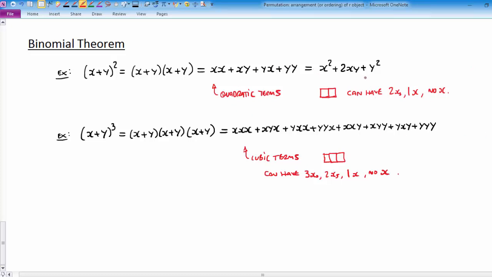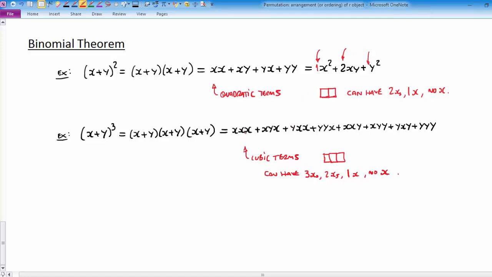The binomial theorem will give us the number of like terms we have in these expressions. So here, for example, for the quadratic expansion, we only have one term with x squared. So the binomial theorem will give us the number 1 there. And the number of terms with one x and one y would be 2. So there are two terms like that. And there's only one term with two y's. So the binomial theorem will give us those numbers, those coefficients.